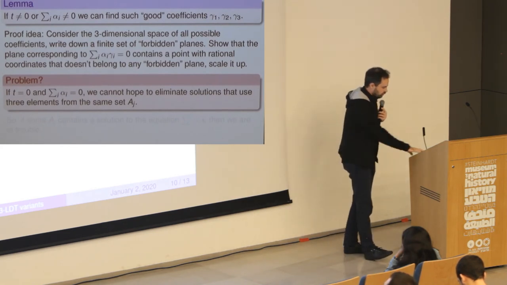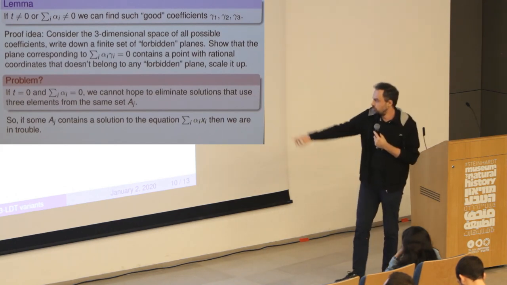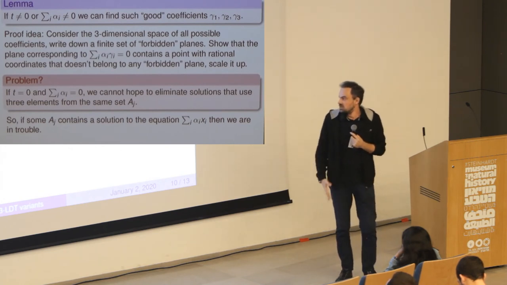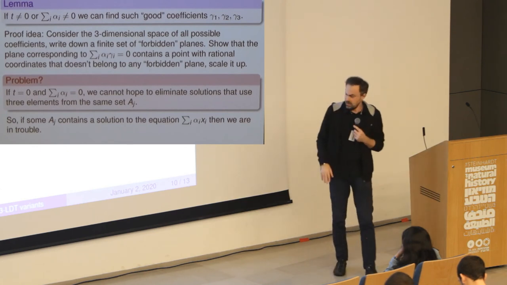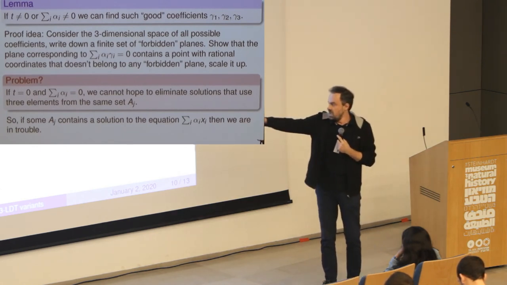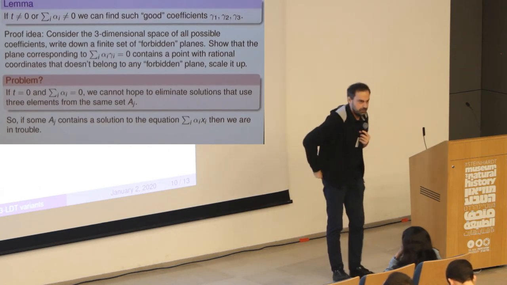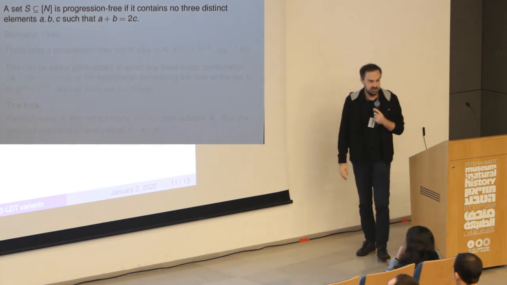Okay. So the problem is that it might happen that some A_j contains a solution to this equation that you are trying to solve. And it's not clear what to do in such case. If it's the case that for each A_j, A_j doesn't have a solution to this equation, then you're OK. This reduction will work. Okay. So what can you do? Well, you can use Behrend's construction.